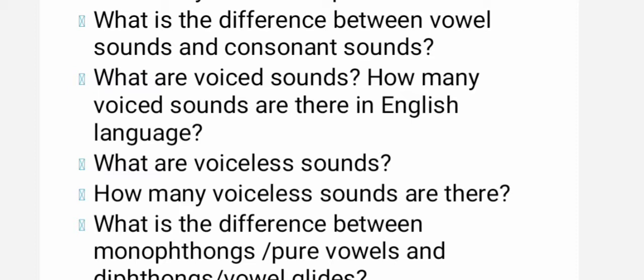Now let us move to the difference between monophthongs, also called pure vowels, and diphthongs, also called vowel glides or impure vowels. A monophthong is a single vowel. There is only one vowel. Whereas a diphthong is a double vowel. It's a combination of two monophthongs, called a vowel glide or diphthong.